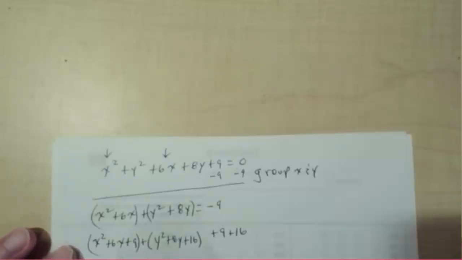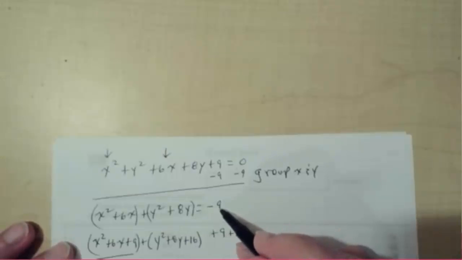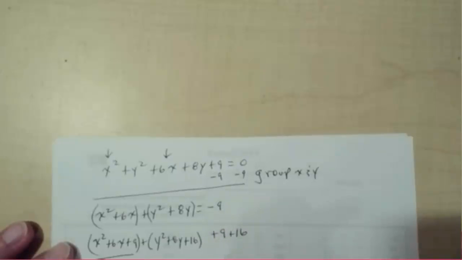Okay, this is a perfect square because we just made it one. It's x plus 3 all squared plus y plus 4 all squared equals negative 9 plus 9 is 0, plus 16 is 16.